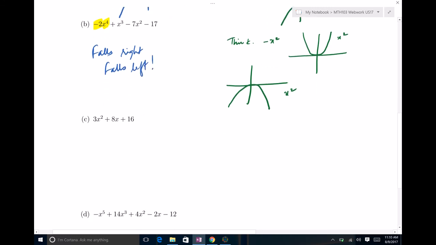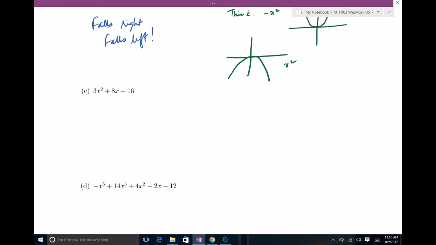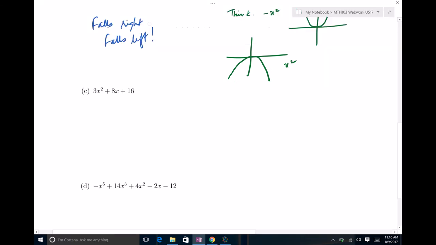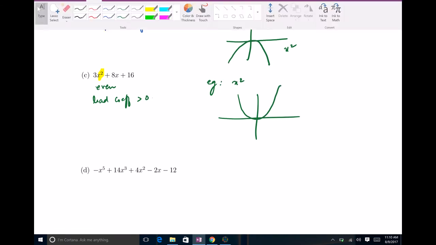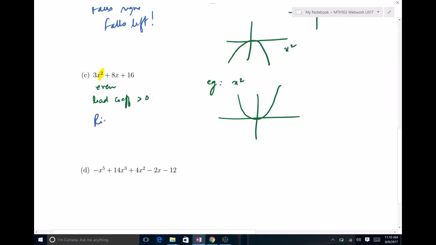Okay, now the next example, we again have an even power. We have x squared, and we also have the leading coefficient is positive because it's 3. So in this case, you want to think about the example, well, just x squared, and you know what the graph of x squared looks like. It just rises up in both the directions. So this is going to be a graph that rises left and rises right.